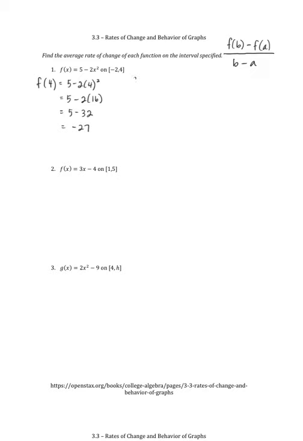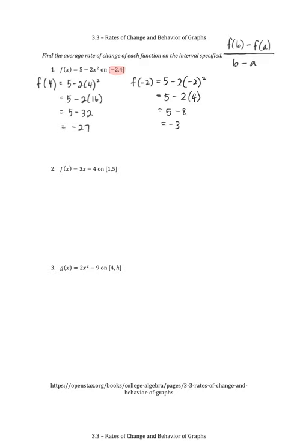Now we're going to find f of -2. I am just taking these endpoints of my interval and plugging them in. So f of -2, we're going to have 5 minus 2 times -2 squared. So that will be 5 minus 2 times 4, which will be 5 minus 8, which will be -3.